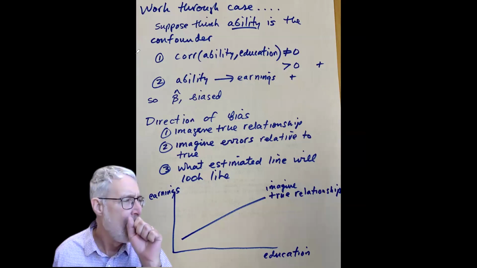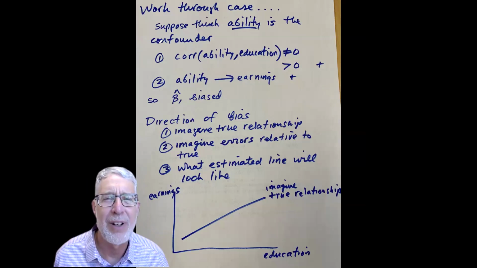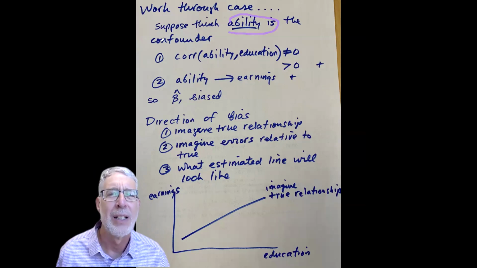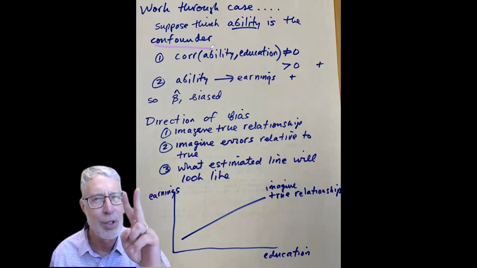So we'll imagine that there's an omitted variable in our education and earnings case, and that omitted variable is ability, or that confounder, two words meaning the same thing.